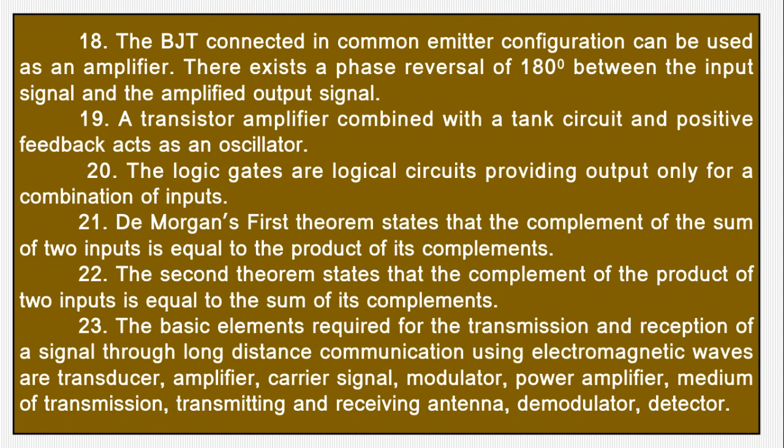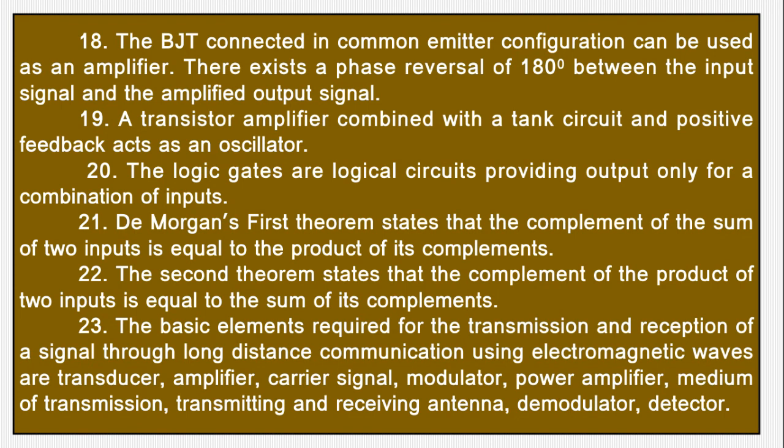21. The BJT connected in common emitter configuration can be used as an amplifier. There exists a phase reversal of 180 degrees between the input signal and the amplified output signal. 22. A transistor amplifier combined with a tank circuit and positive feedback acts as an oscillator. That is, a small portion of output is fed back as input, then the amplifier acts as an oscillator.